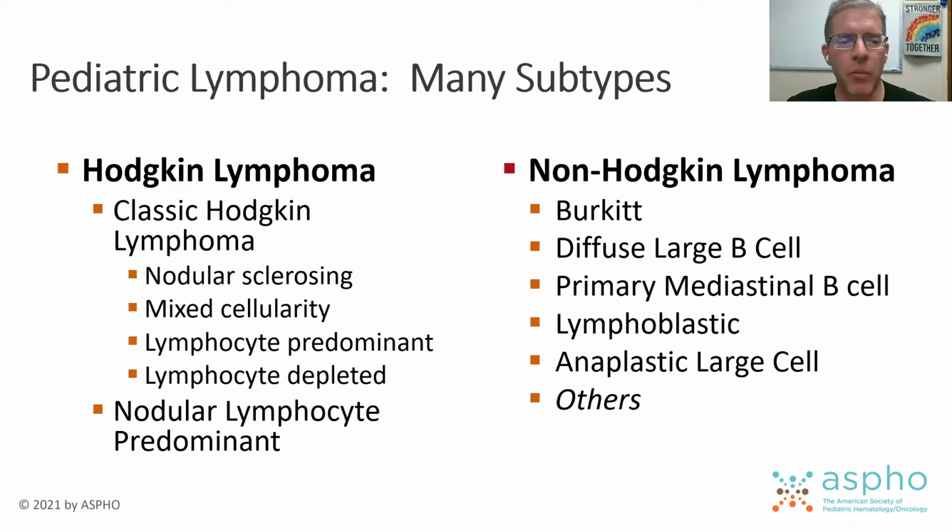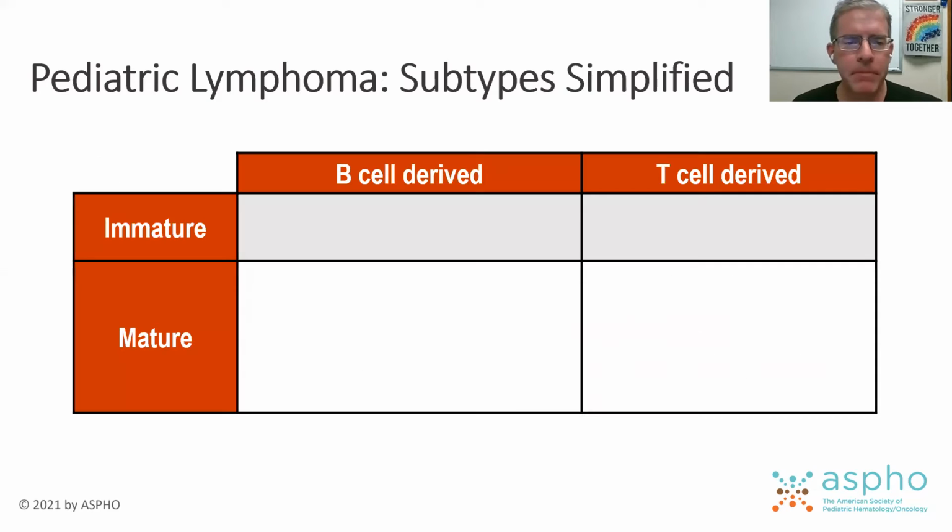So there are many subtypes of pediatric lymphomas. There's Hodgkin lymphoma and non-Hodgkin lymphoma. Classic Hodgkin lymphoma includes the histologies listed here, and then nodular lymphocyte predominant is the non-classic Hodgkin lymphoma. Non-Hodgkin lymphomas are listed below, and they are a very heterogeneous group. The fact that they're all lumped together as non-Hodgkin lymphoma is somewhat enigmatic to me because they are very discrete diseases. But we will go through all of these today.